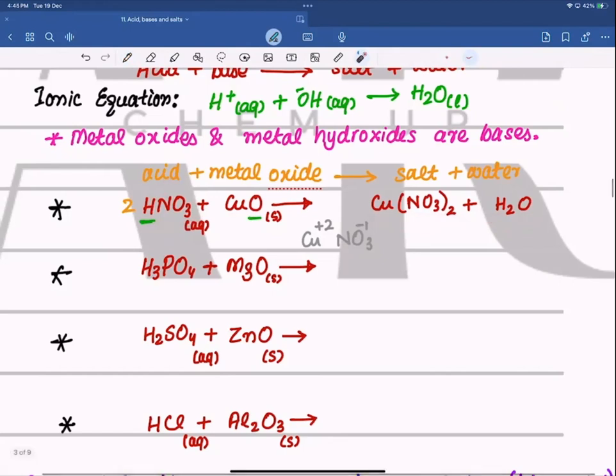Now try to make the water and salt in these 3 equations, and I will tell you how to balance it. Okay. I have mentioned the charges, so complete these 3 equations quickly.